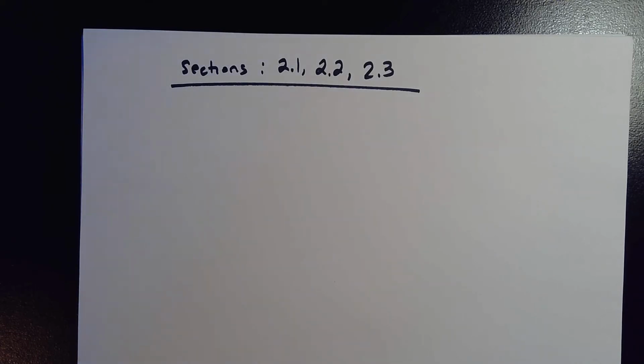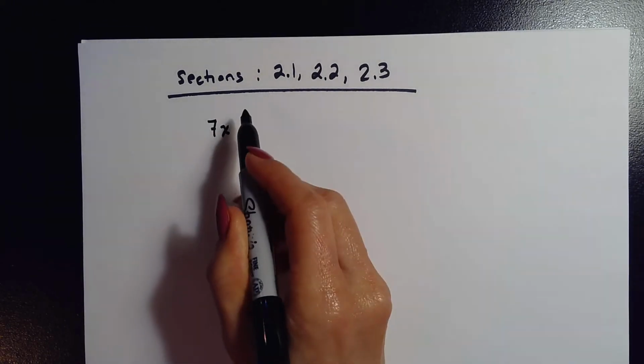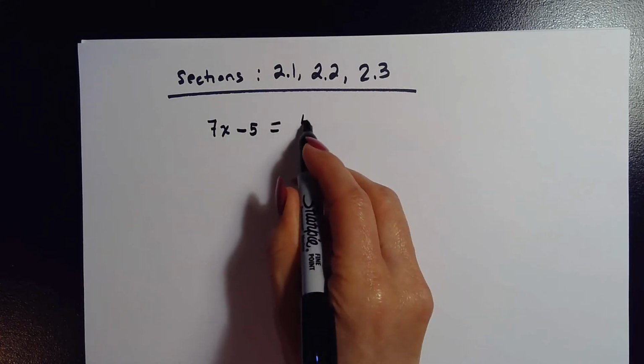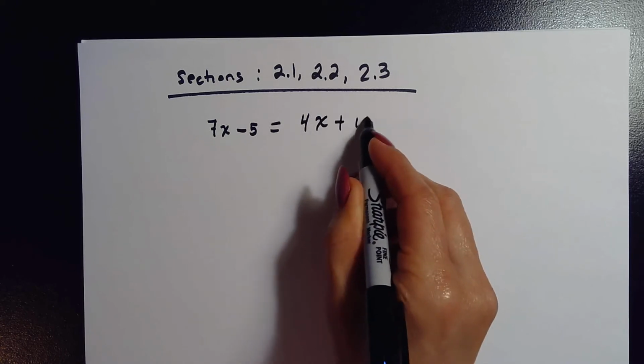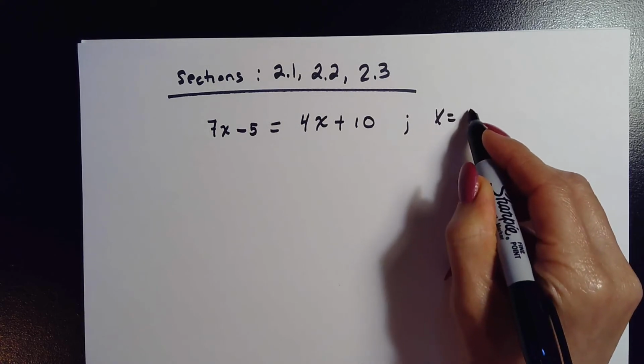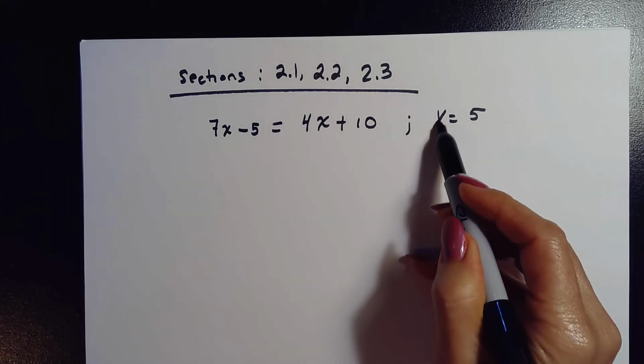So let's begin. So 2.1, 2.2, and 2.3. Starting with 2.1. Suppose we want to determine whether a number is a solution of a given equation. So suppose we have the equation 7x minus 5 equals 4x plus 10. And we're given the number x equals 5. And we want to see if this number 5 is a solution to this equation.